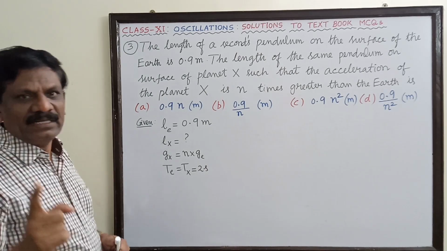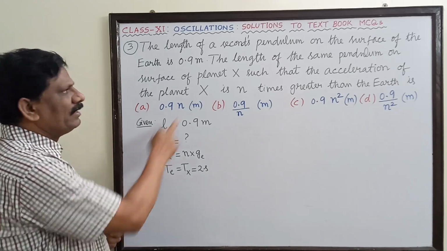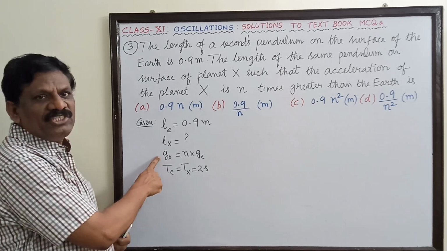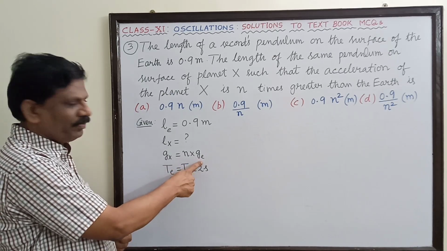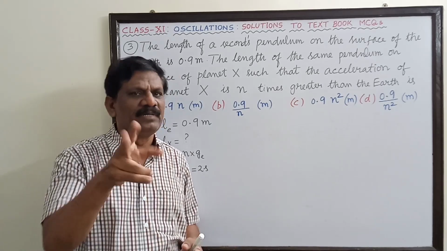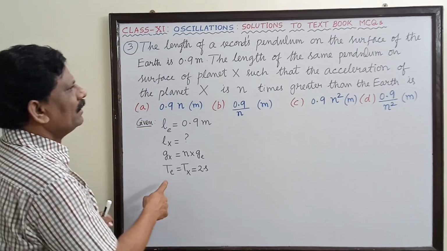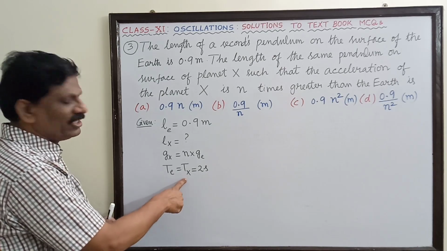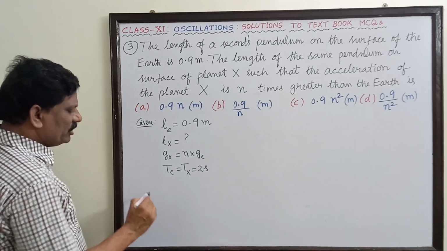The length of the string on the earth is 0.9 meter. The length of the string on the planet X has to be determined. Then the value of g on the planet X is n times the value of g on earth. The period of oscillation of a seconds pendulum, wherever you go, must be 2 seconds only. Then only it can be called a seconds pendulum. So the clue is given here. The period of oscillation on earth is equal to the period of oscillation on X, that is equal to 2 seconds.